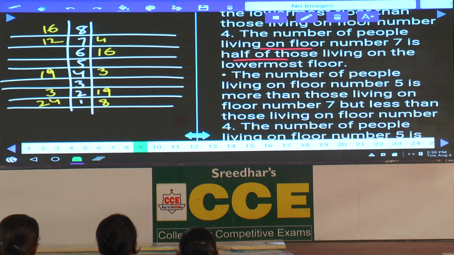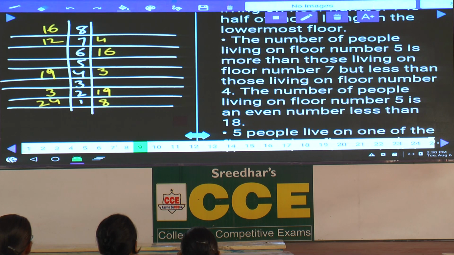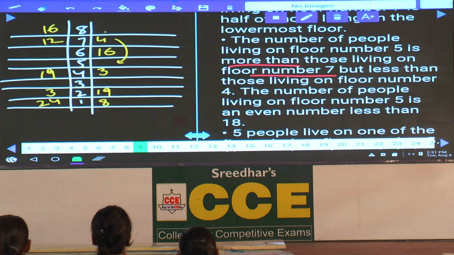And the number of people living on floor number 5 is more than those living on floor number 7 but less than those on floor 4. Now this 5 must be more than 7 but less than 4. Is it possible in the first case? Not possible. And this case is completely ruled out. More than 7 but lesser than 4. Hence it could be 13 to 18. Isn't it? 13 to 18.